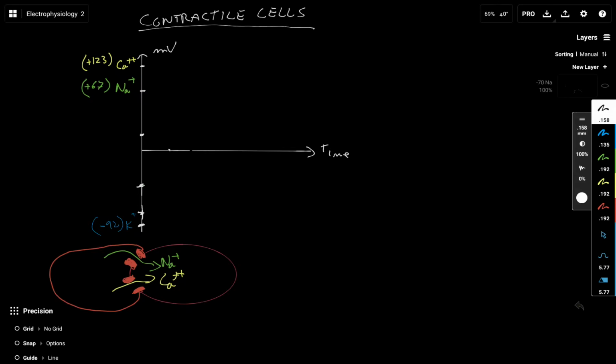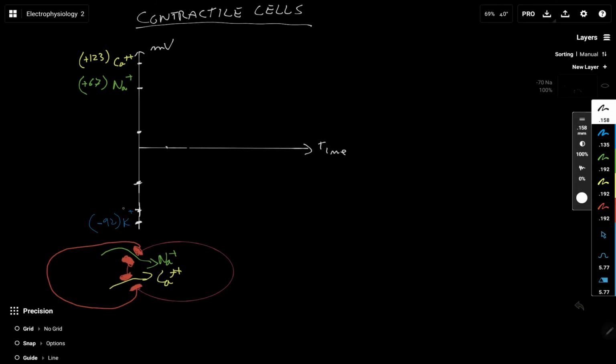The initial resting potential of the membrane of a contractile cell is at about minus 90. So I'm just going to put it here. Minus 90 millivolts. That shows you how much potassium really is involved in this. So it's very close to that minus 92 where potassium really wanted to be. So that is my resting potential for my contractile cells.